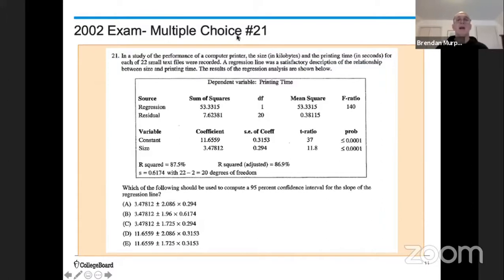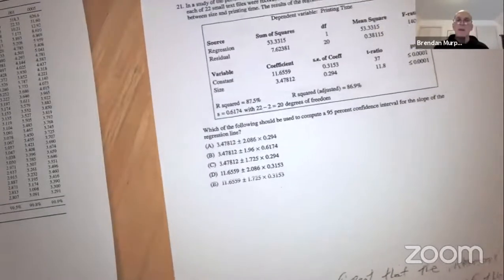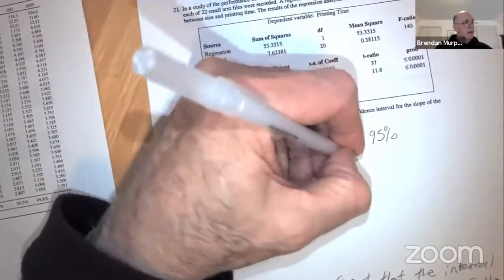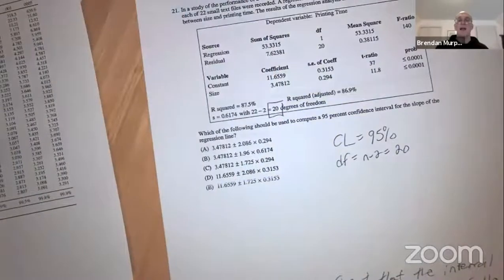Okay, so that's what I was talking about earlier. And I'm just going to go to my document camera and we'll take a look at this problem here. Okay, same problem here. Which of the following should be used to compute a 95% confidence interval for the slope of the regression line? So my confidence level is 95%. My degrees of freedom is n-2 or 20. And again, that was given to us up here. So that was kind of nice.